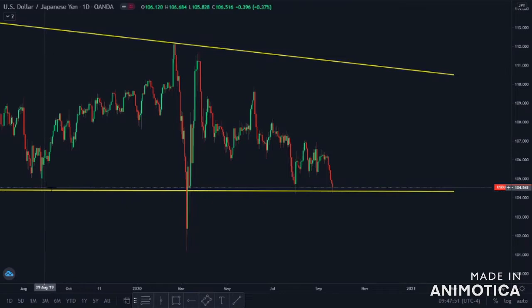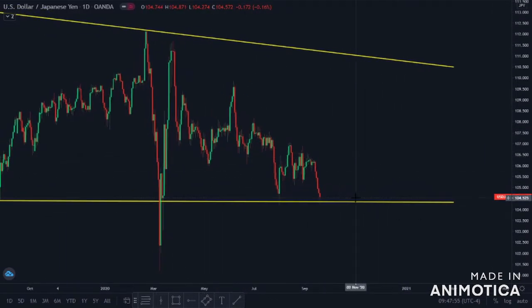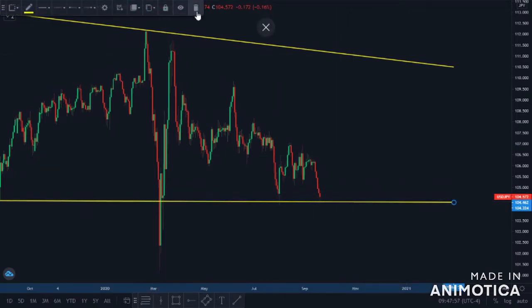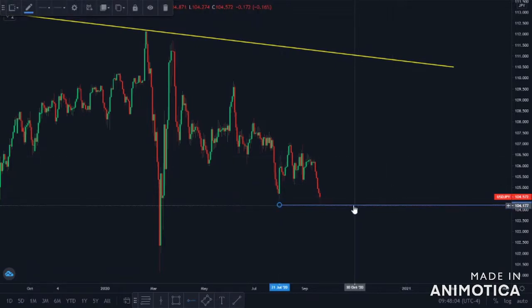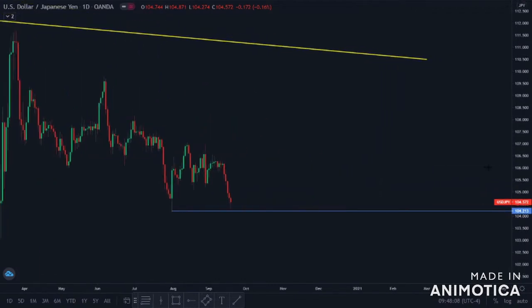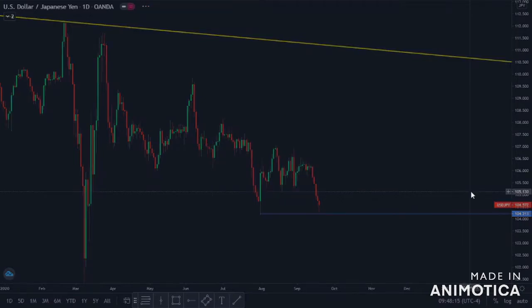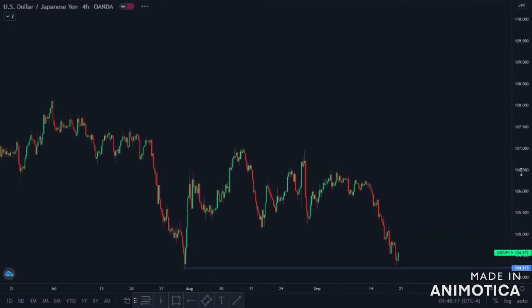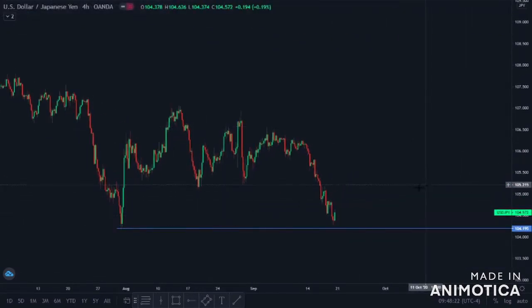So we can see now that price is sitting on the support right here. Okay, if we can just remove this and just put in the ray line. Okay, so now we're sitting right there for a possible double bottom. Okay, let's just head down to the 4 hour. Okay, so now as you can see, this is our current price that we have right here.